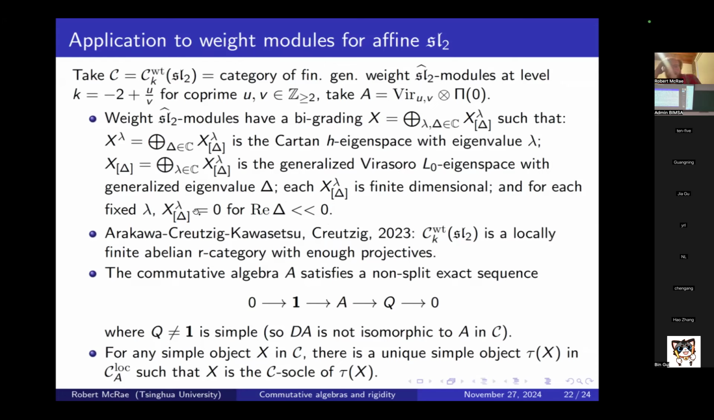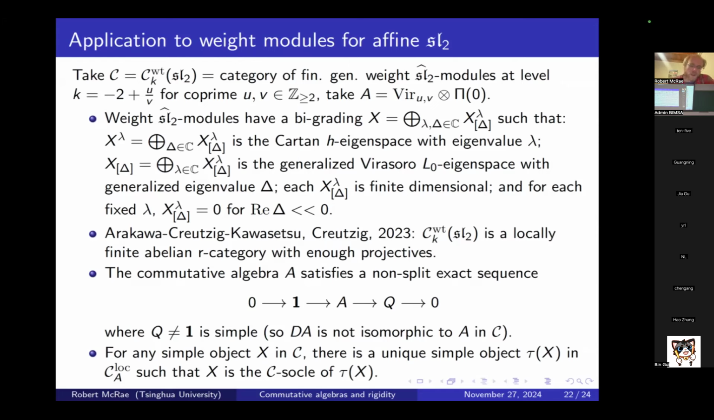So this is a very large category because it includes a lot of modules that have these kinds of big L0 eigenspaces. And it was maybe just in last year in a couple of papers, by Arakawa, Creutzig, Kawasetsu, and then in a second paper by Thomas Creutzig last year, they showed that this category of weight modules is a locally finite abelian R category, like the assumptions in the theorem over here. And if you're interested, it also has enough projective objects, so it's a pretty nice category. Pretty nice as an abelian category.